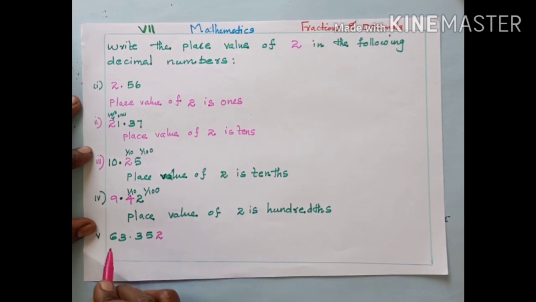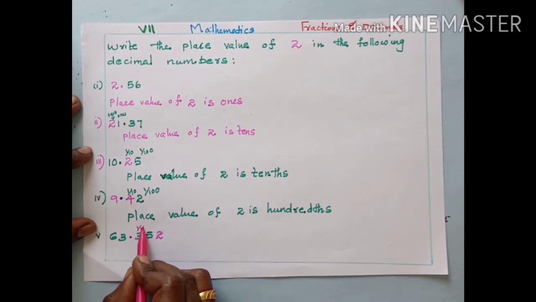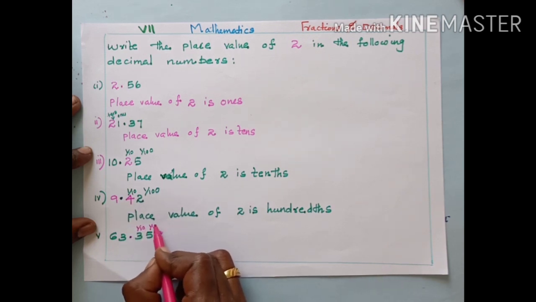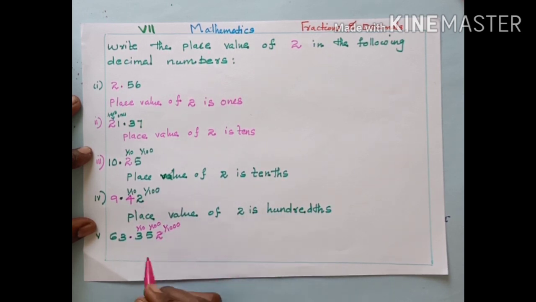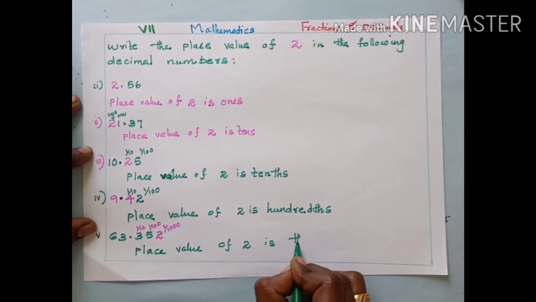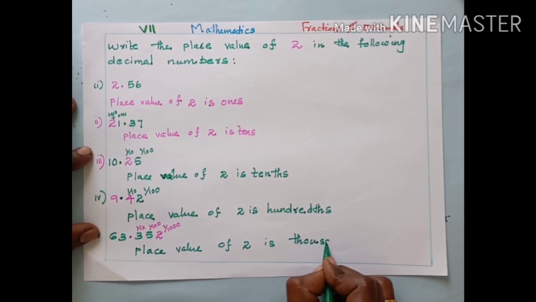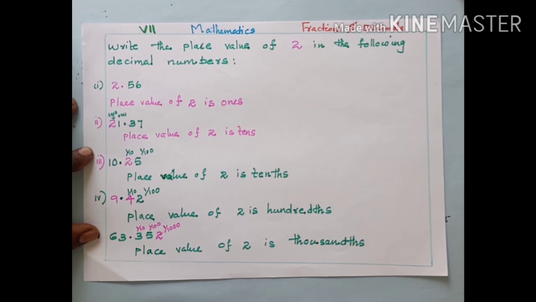63.352. See, this 2 is after the decimal point. So, this is the first number tenths place, second number hundredths place, third number thousandths place, isn't it? So, the place value of 2 is thousandths place, T-H-S, thousandths place. Okay.